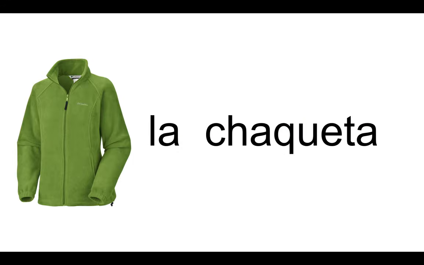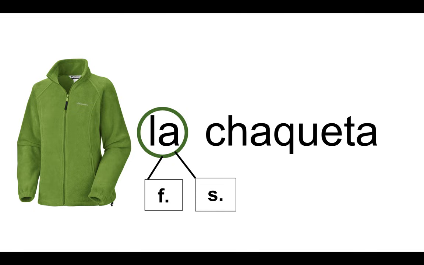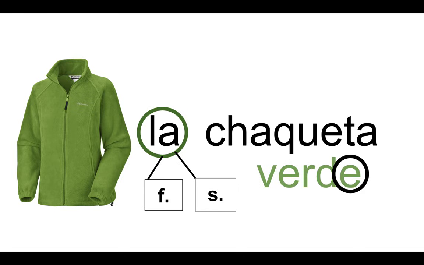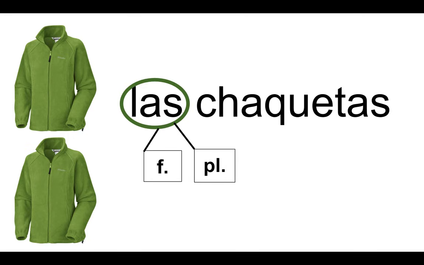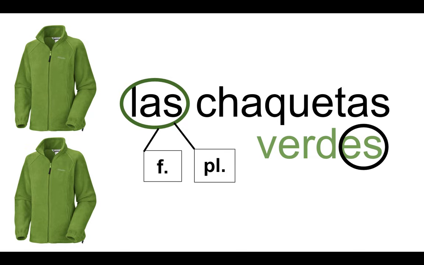Here's what that looks like. "La chaqueta" is green. "La" tells us that there is one jacket that is a feminine noun. So we need the singular feminine form of green to describe the jacket. "Verde." If there were two green jackets, "las chaquetas," we would need the feminine plural form of green to describe the jackets. "Verdes" is the feminine plural form of green. Now we have agreement.